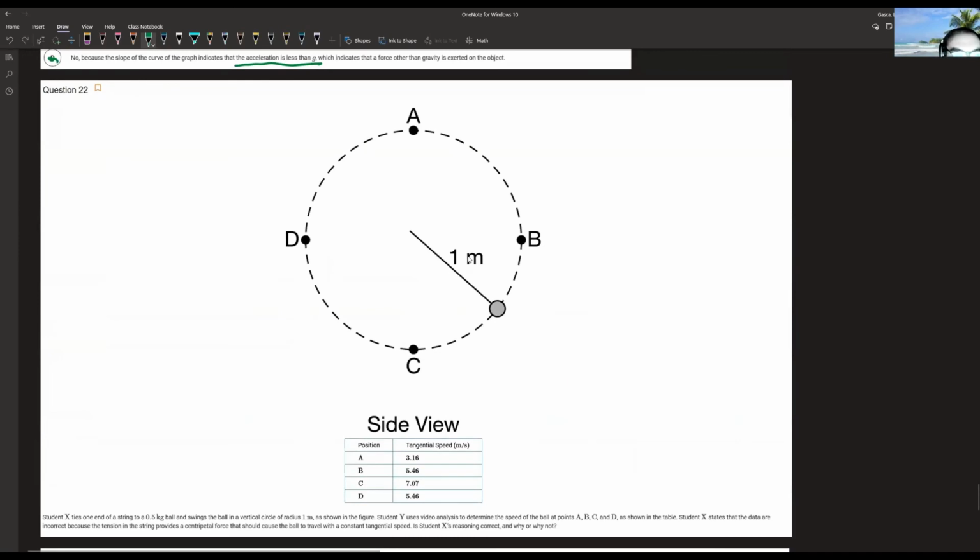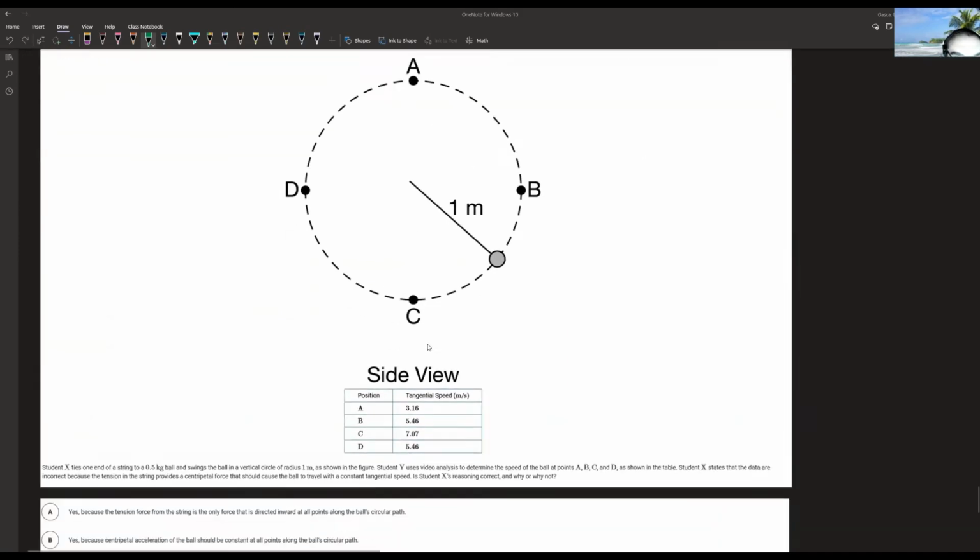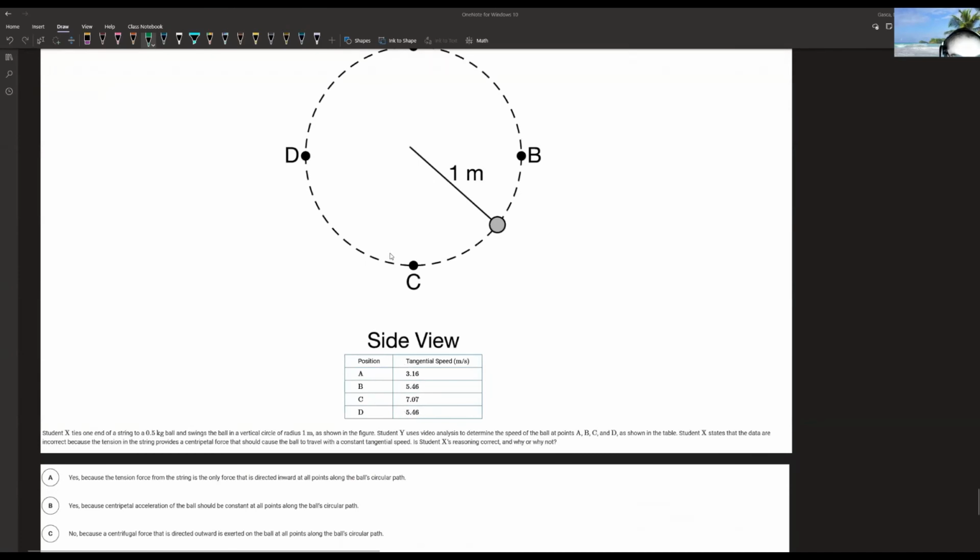All righty. 22. So we're going through some points here, A, B, C, D, and they give us the tangential speed at each of these points. Student X ties one end of a string to a 0.5 kilogram ball and swings the ball in a vertical circle of radius 1 meter, as shown in the figure. Student Y uses video analysis to determine the speed of the ball at points A, B, C, and D, as shown in the table. Student X states that the data are incorrect because the tension in the string provides a centripetal force that should cause the ball to travel at a constant tangential speed. Is the student's reasoning correct? Why or why not?